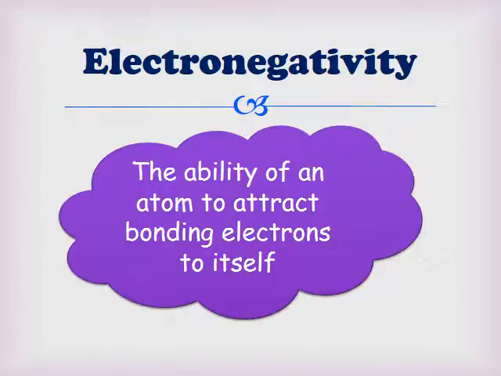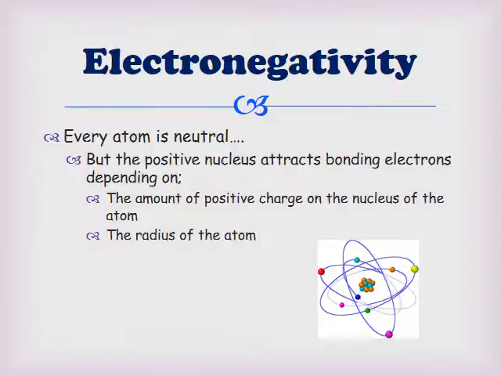So remember in the previous lessons we discussed electronegativity. Well, electronegativity is the ability of an atom to attract bonding electrons to itself. So if you remember, fluorine was considered the most electronegative element, meaning that fluorine has the greatest ability of an atom to attract bonding electrons to itself.